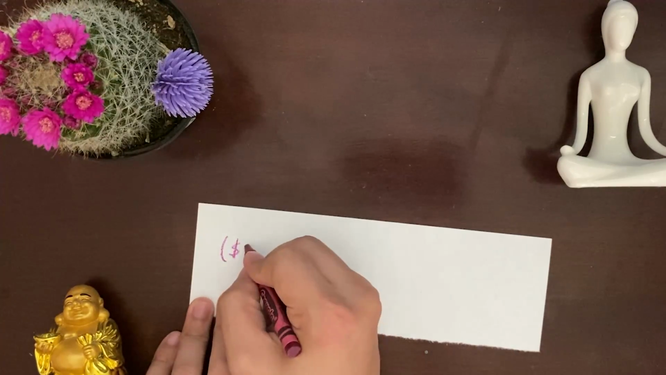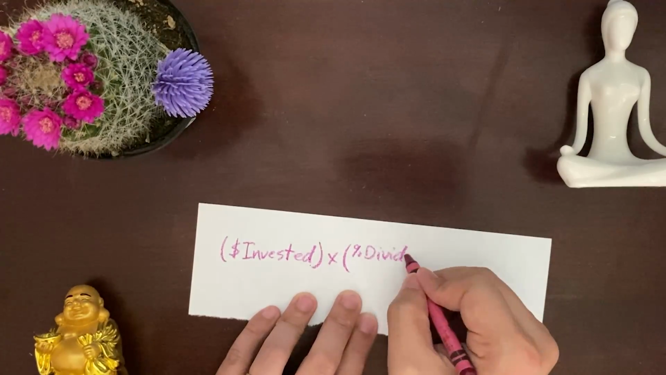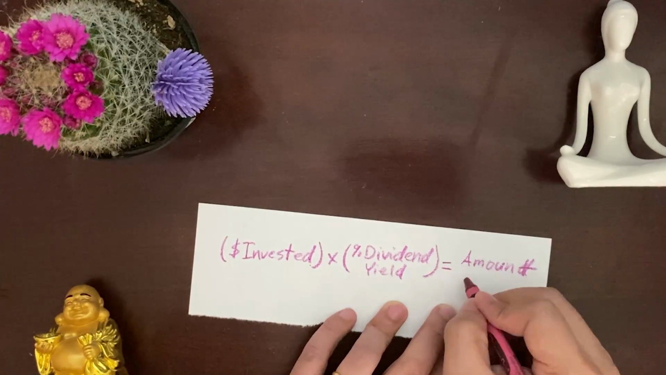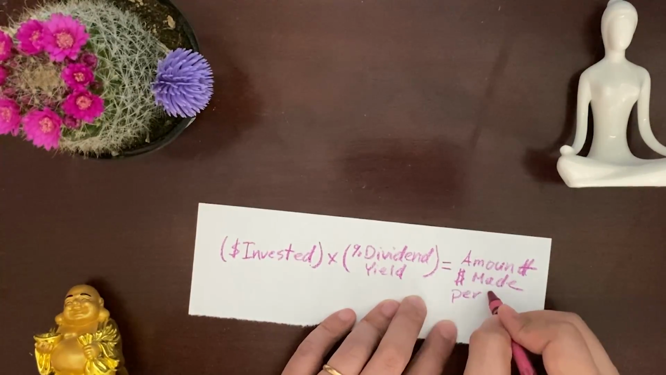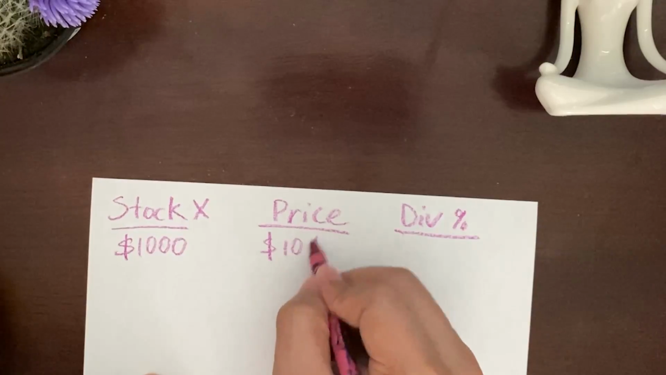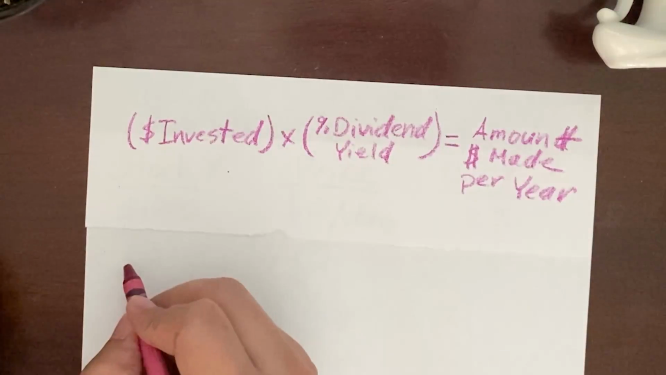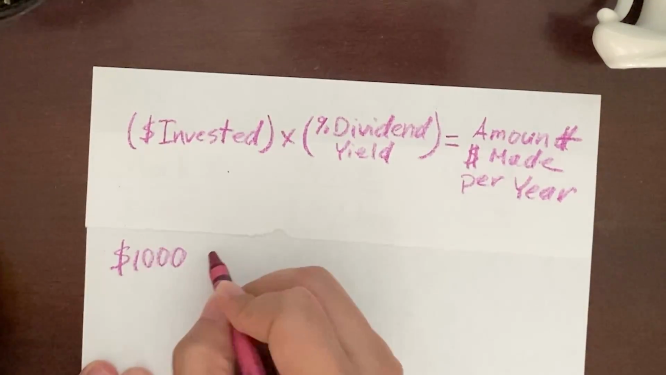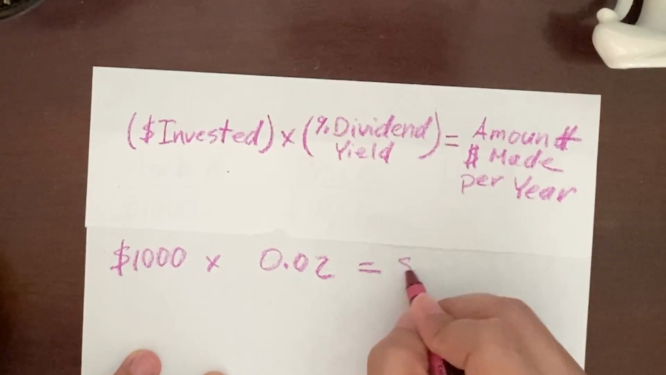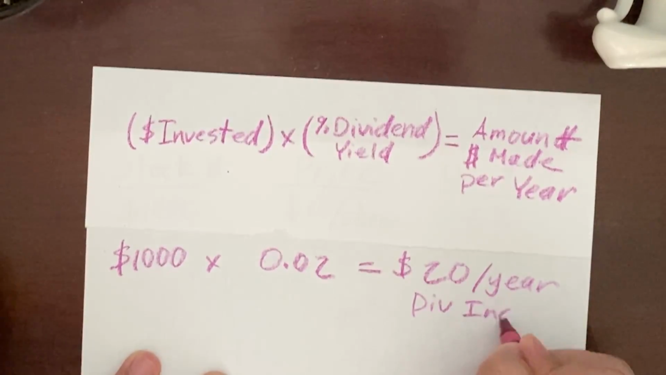So the easiest way to calculate how much money you guys can make from dividends is to multiply the amount of money that you have invested by the dividend yield percent. Okay? This will give you how much money you can make per year. Let's say that you invested $1,000 into stock X. Stock X is worth $10 per share and it has a dividend yield of 2%. To figure out how much dividends you would get per year, you would take the $1,000 that you invested multiplied by the dividend yield, which in this case is 2%. So if you invest $1,000, you can expect around $20 per year in dividend income.